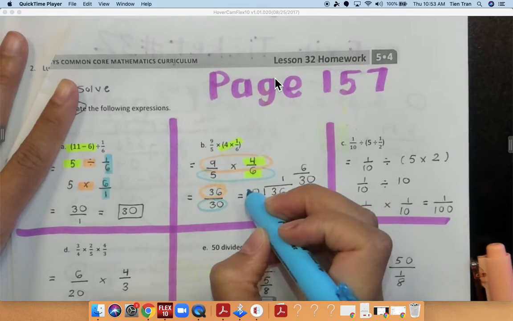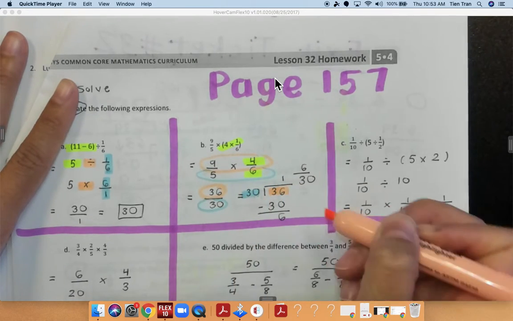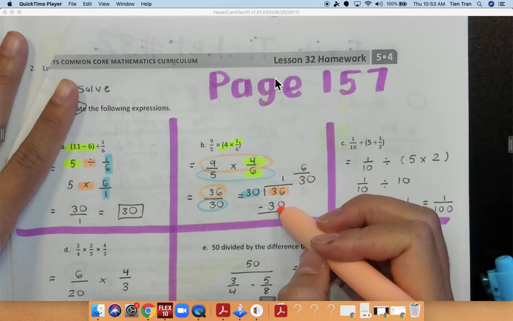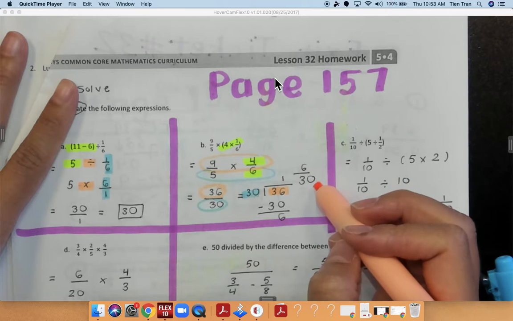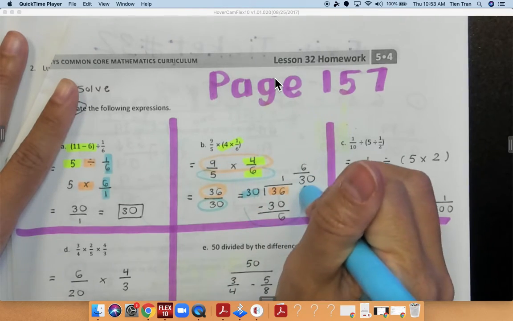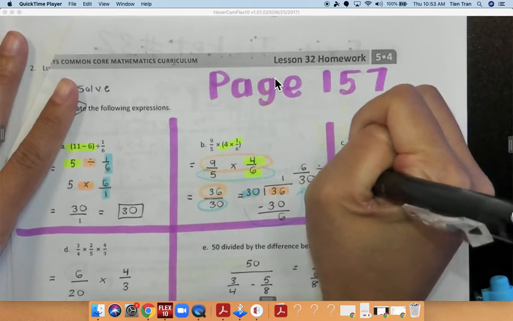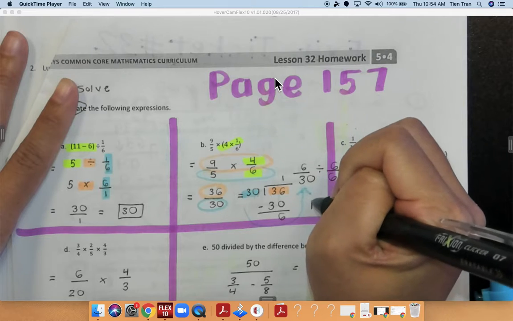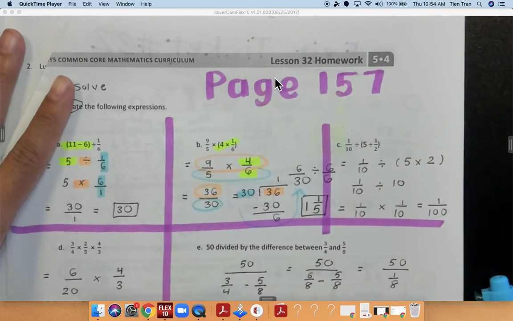So I have 30 as my divisor, 36 as my dividend. 30 can go into 36 one time. 36 minus 30 is equal to 6. So our remainder is 6. Our denominator is 30, because you're going to bring this 30 right over here. Now, notice that 6 and 30, you can actually divide the top and bottom number by 6 to simplify, and you get 1 and 1/5 as your final answer.